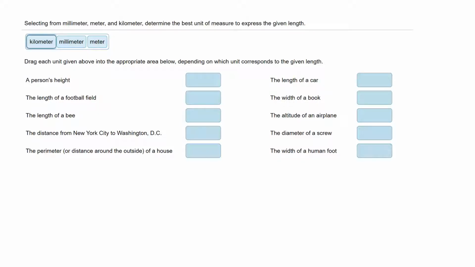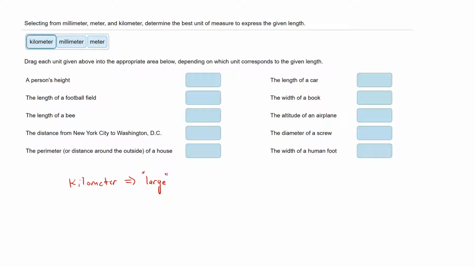All right, so we have three units of length. A kilometer. A kilometer is pretty much used to measure larger distances. A kilometer is about 0.6 of a mile. So again, a kilometer would be used to measure lengths that are large, somewhat larger things.